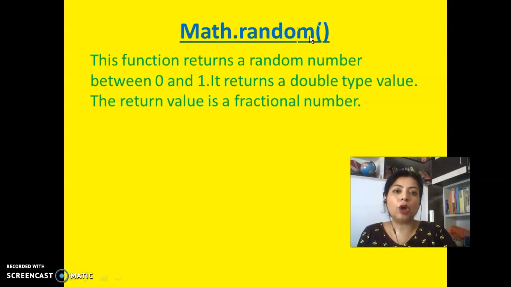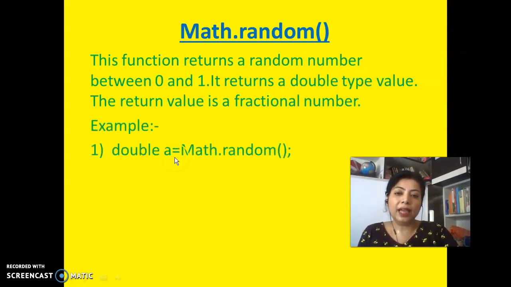We just use the Math.random function, and store it in a double type variable. Suppose, take one example, double A equal to Math.random. Don't use any value here. I again repeat, don't use any value or variable name here. Randomly it returns any number, but that number should be between 0 and 1. That means 0.02 or 0.1 or 0.2, 0.3, 0.9 something. So it obviously returns a fractional number.